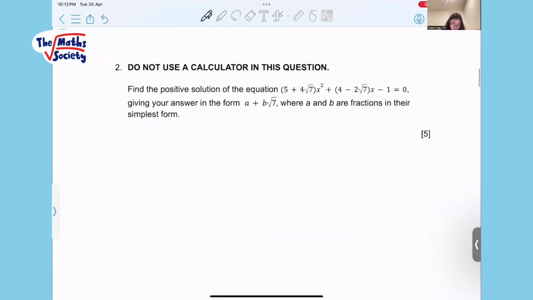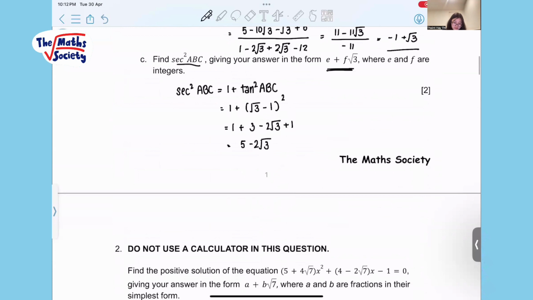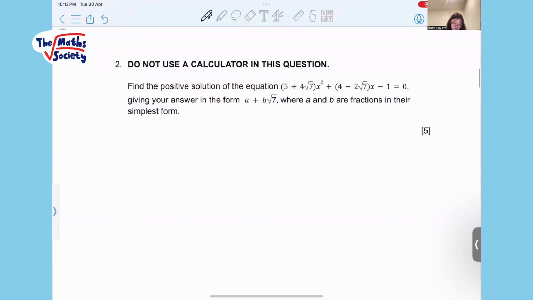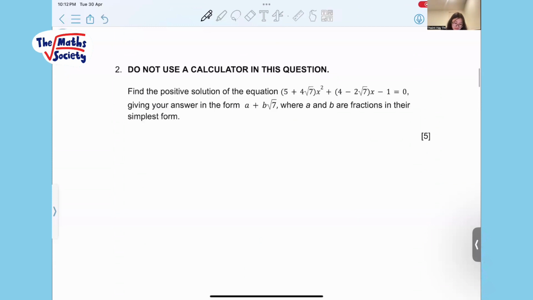So the second question is the same. It is to not use a calculator as well. Here we have just a reminder to check the form if it's correct or not. So we have e plus f root 3, and we get e plus f root 3. So that's correct. And then to use this one, we have to find the positive solution. Just make sure that they might ask you to find a negative solution or positive solution, so make sure to reject the one that you're not finding at the last answer.